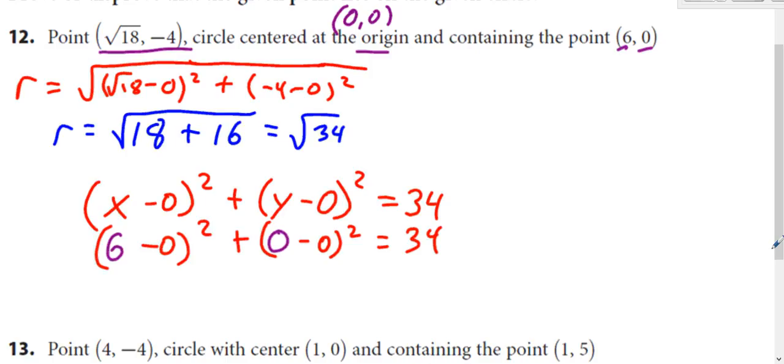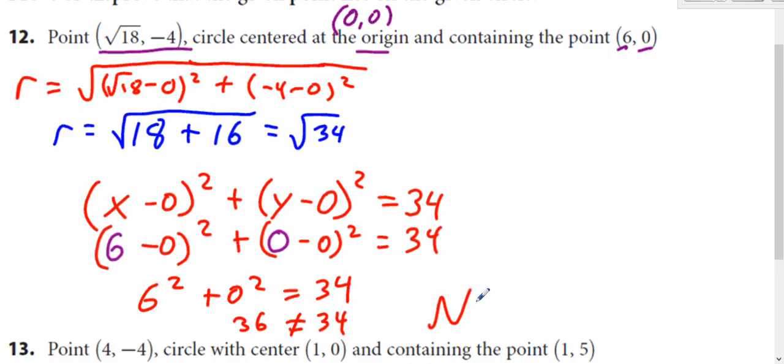So you get 6 squared plus 0 squared. That's 36, which is not the same as 34, so no, that point is not on the circle.